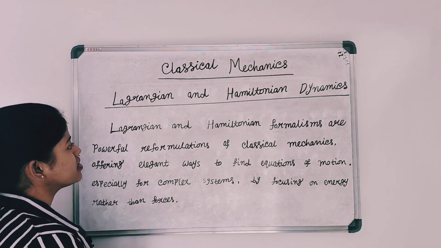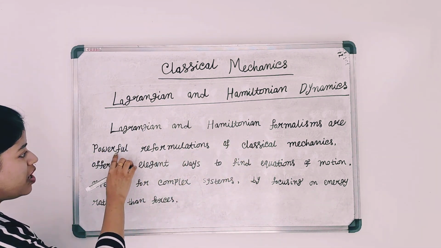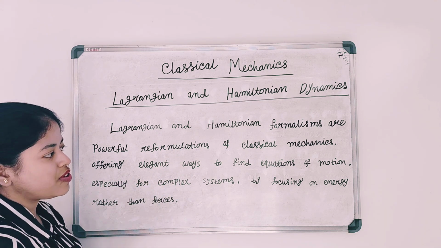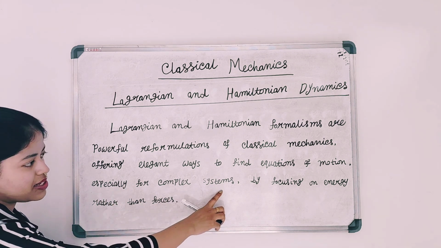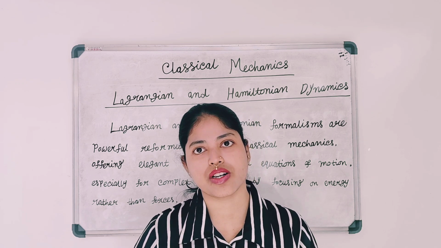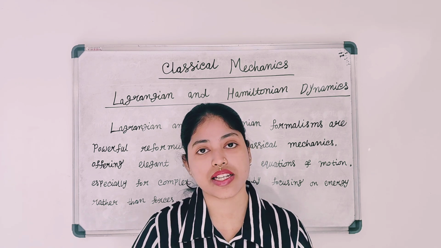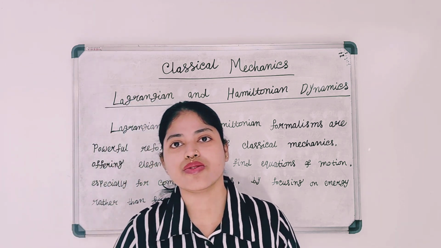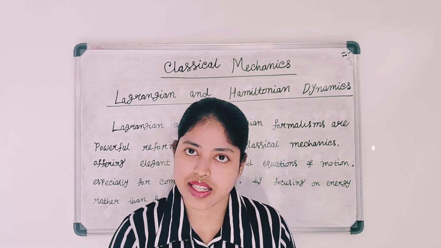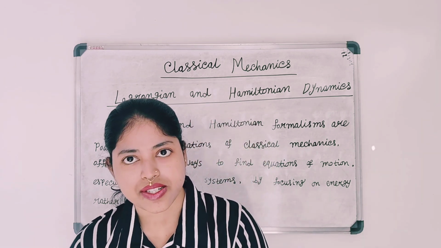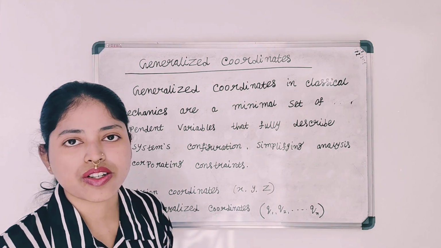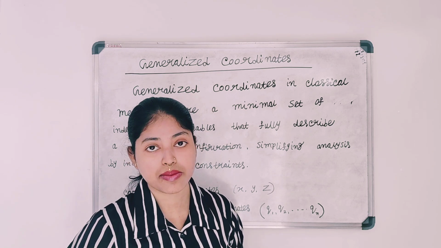Now in classical mechanics, the Lagrangian and Hamiltonian formalisms are powerful reformulations of classical mechanics, offering an elegant way to find equations of motion, especially for complex systems, by focusing on energy rather than forces. In Newtonian mechanics we focus on forces and accelerations, but in the Lagrangian and Hamiltonian formalisms we focus on energy, which are scalar quantities. Both formalisms describe the same physics, but they give a more abstract and simpler mathematical framework to solve physics problems of advanced levels.